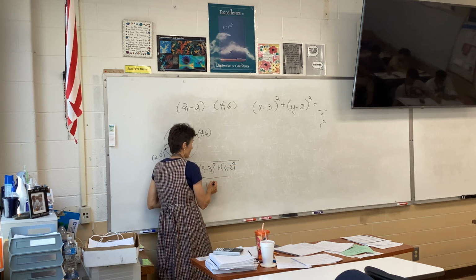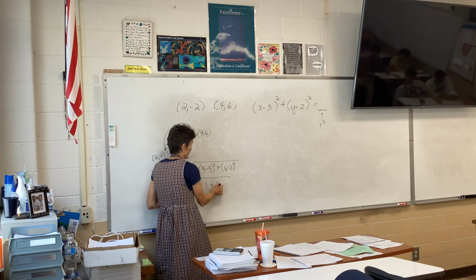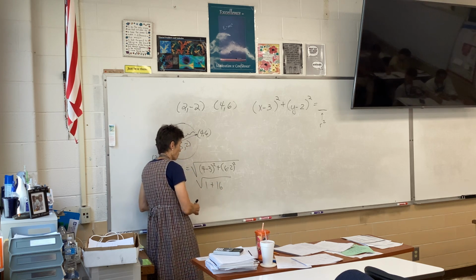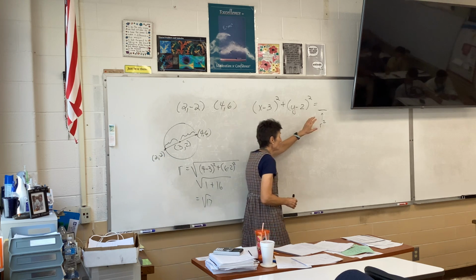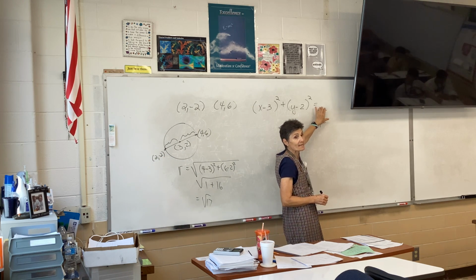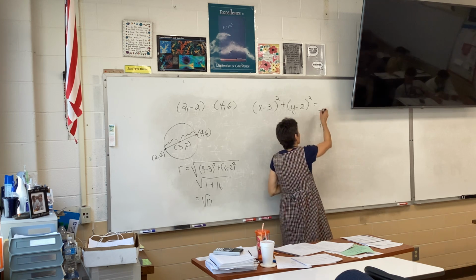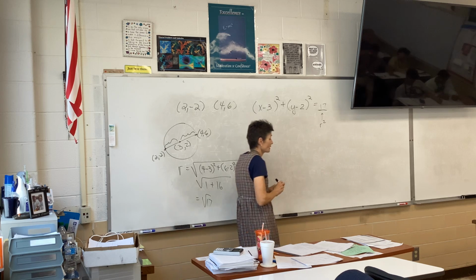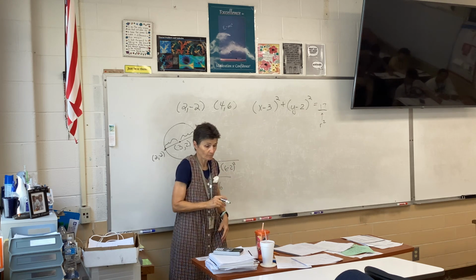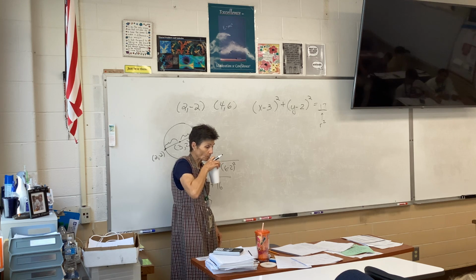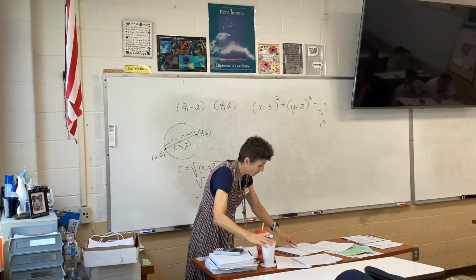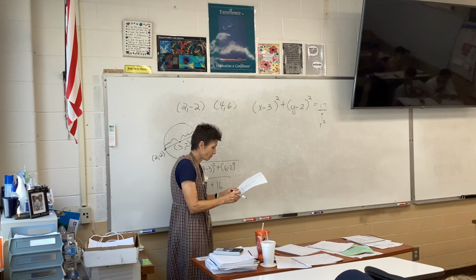So that's 1 plus 16. Now be careful. The number that goes in here is the radius squared. So what am I going to put in here? 17. That's the equation of your circle. All right, is that okay with everybody? Yep. All right, I'm going to grab that one.